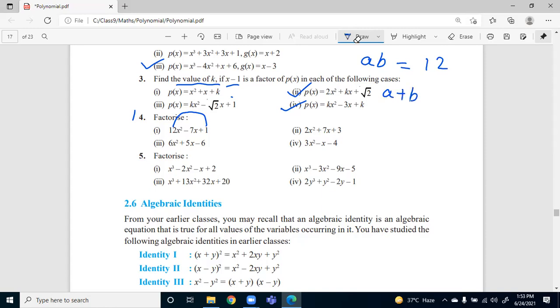And what is the middle term here in our case? It is minus 7. So what should be the values of A and B so that both of these equations get satisfied? Minus 3, minus 4. You are correct. Minus 3 minus 4 will make minus 7, and minus 3 into minus 4 will make 12. So I am splitting the middle term as minus 3x minus 4x plus 1.